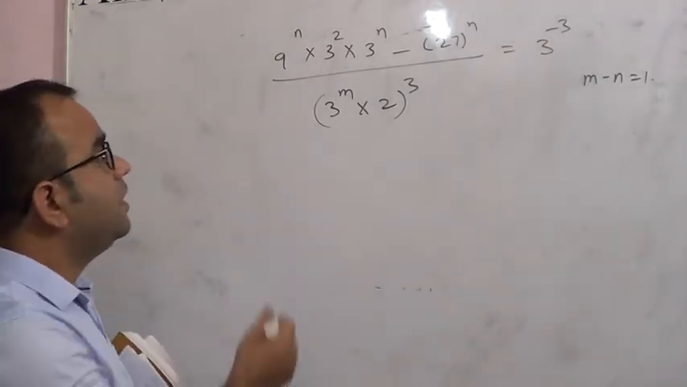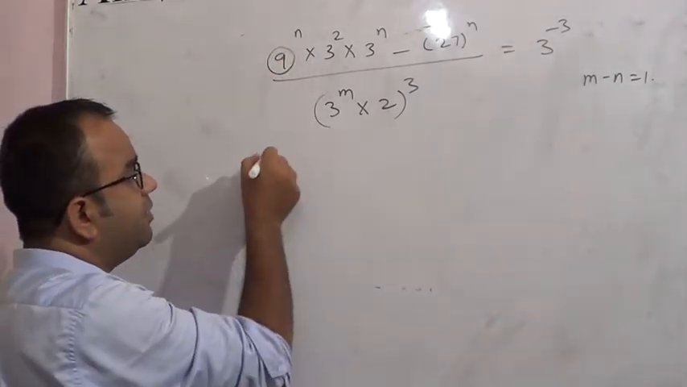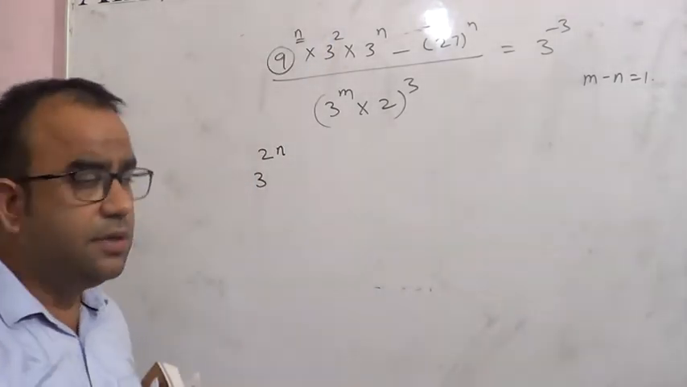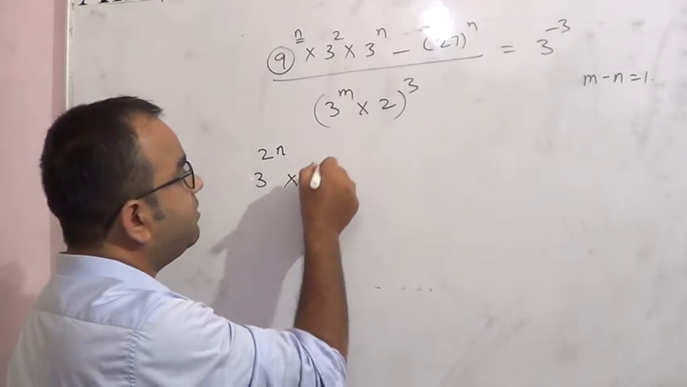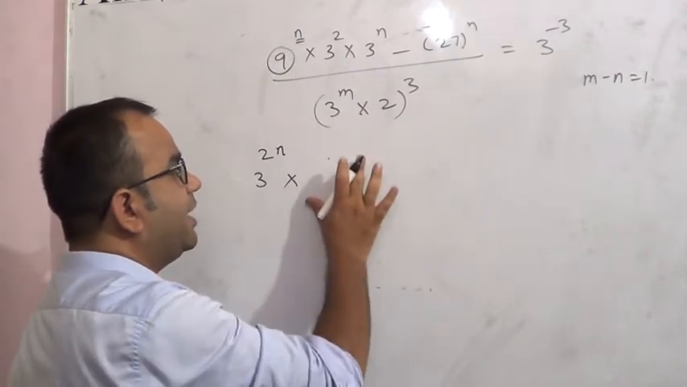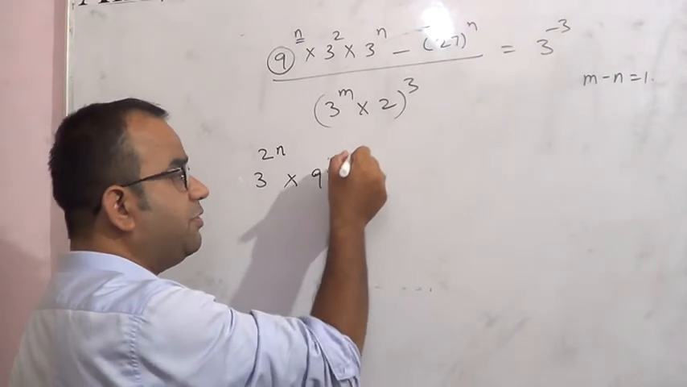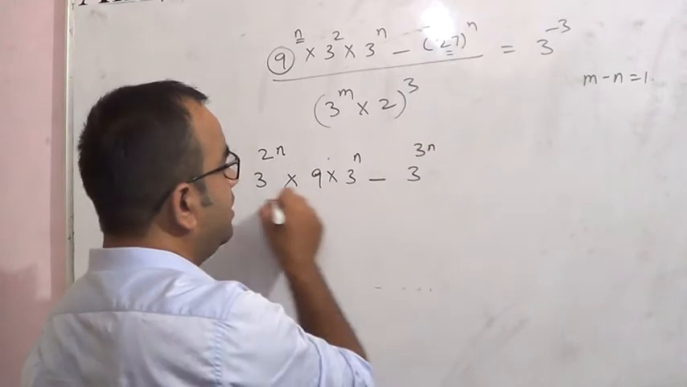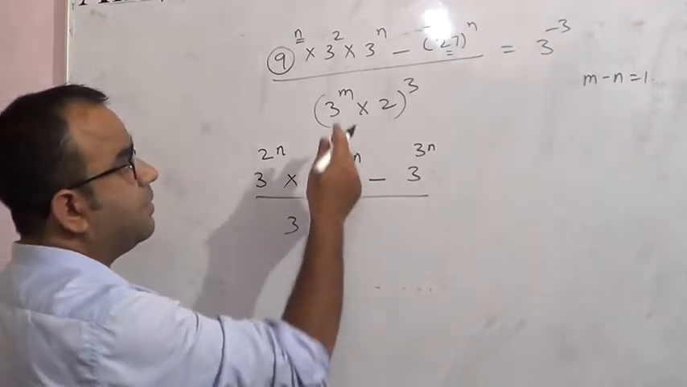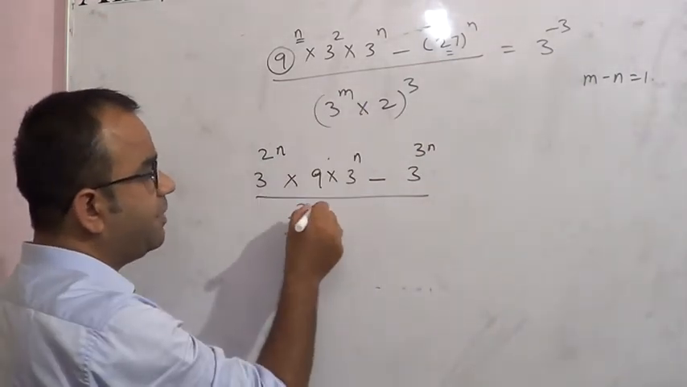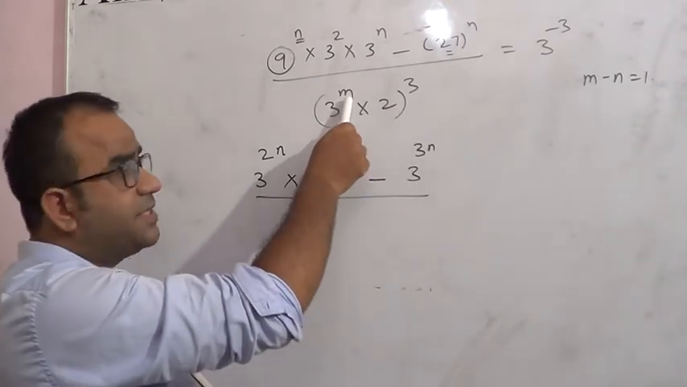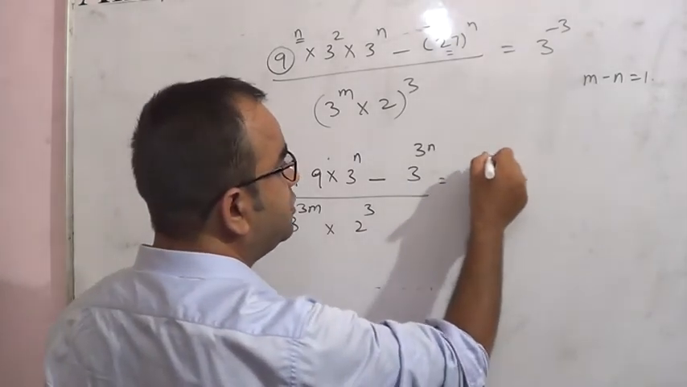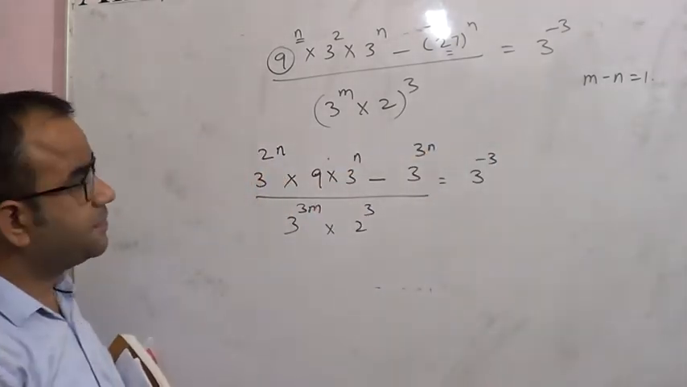So 9 can be written as 3 to the power 2. The power is also n, so it will become 3 to the power 2n multiplied by 3 to the power n. 27 is nothing but 3 to the power 3, so 27 to the power n will become 3 to the power 3n, because 3 gets multiplied with this n. And 2 to the power 3 is equal to 3 to the power minus 3.